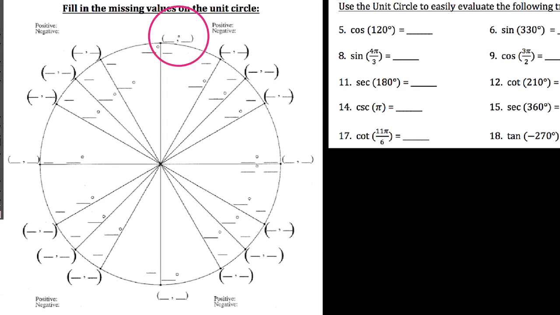Okay, YouTube, in this video we're going to quickly discuss the unit circle and how it is a nice tool to easily evaluate values of, say, cosine, sine, or tangent, or their reciprocals. And so let's go ahead and start by talking about what the unit circle is. We're going to start with this. It is a circle of radius 1.